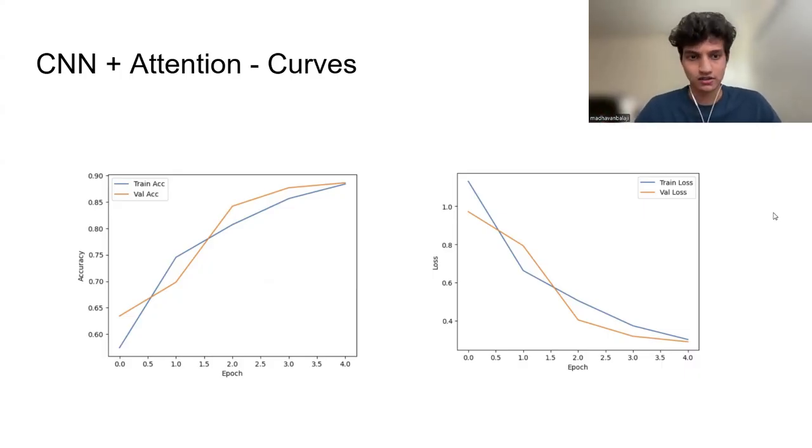Going to the loss curve, both curves decrease steadily. Validation drops faster, meaning the model is quickly learning relevant features. And there's no sudden increase in the validation loss, which says it is not overfitting. Next slide.